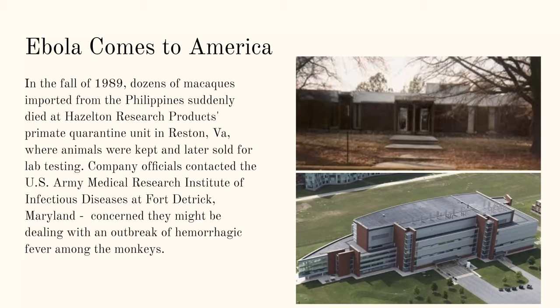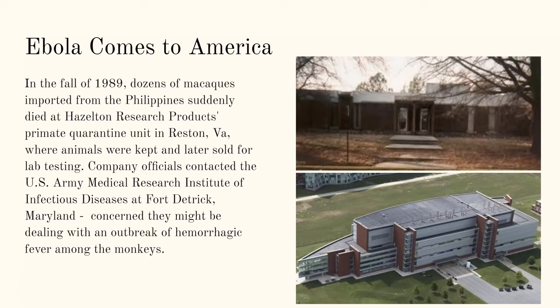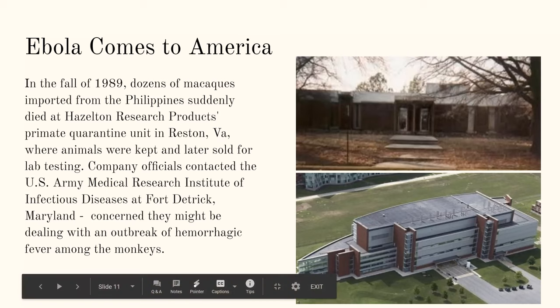So they notified USAMRIID. USAMRIID sent veterinarians and doctors in to go in and investigate and find out what's going on at the Hazleton Research Facility. And what they found was that when they took specimens, they would actually take monkeys that had died back to USAMRIID. This bottom picture, this is actually the new USAMRIID. The old USAMRIID, you can actually see it in the movie Outbreak, that kind of sandstone colored building, that is USAMRIID. This up here was the Hazleton Research Facility.